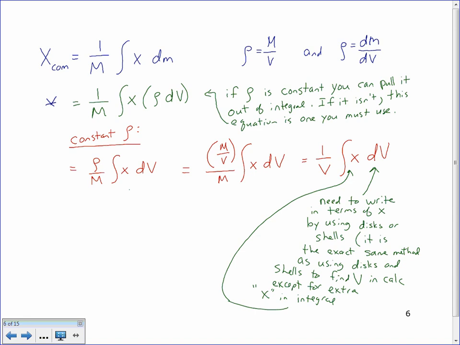You would need to use this equation that has the total mass in it, and you would need to use this equation where the density is a function of the volume, and you would have to integrate that. Again, the volume you would need to write in terms of x by using disks or shells. So it's exactly the same as using disks and shells to find volume in calculus, except you have this extra x that's in the integral. Again, there will be a separate video looking at an example of a circular cone and trying to add it up and find the center of mass of the cone.